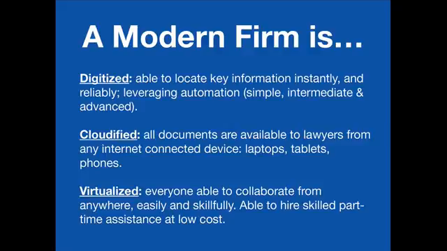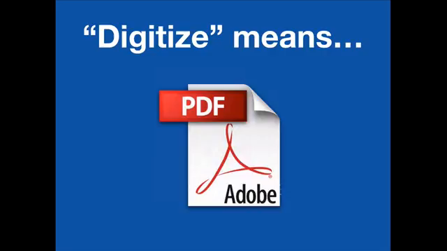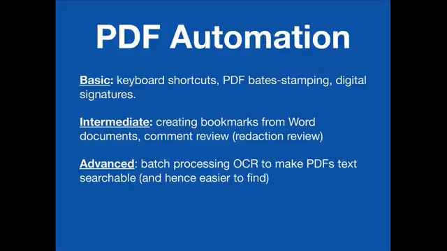Also, in a modern firm, folks are virtualized, which means they're able to collaborate easily anywhere, and to also hire part-time assistants at a low cost, even if that means outsourcing. So digitizing, of course, means using PDFs, because you have to scan the documents to something, and you're going to scan them to PDFs. And then you're going to start automating things. So with PDFs, the basic kind of automation would be things like you learn keyboard shortcuts. So instead of taking 3 or 4 steps to do something, you only take 1 or 2. Another example would be Bates stamping documents in PDF format. It's very fast and doesn't take a lot of effort, and it's completely reliable. The computer won't miss a page, and I'll show you how that works in a second.